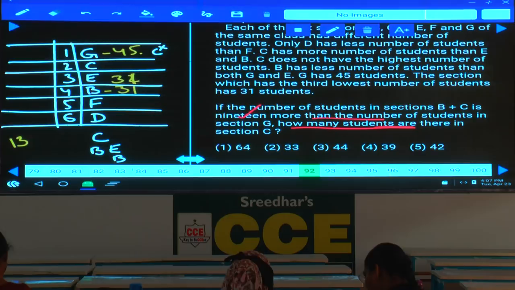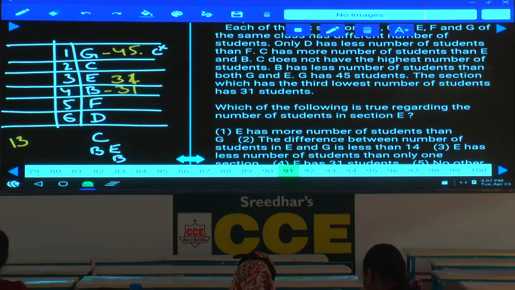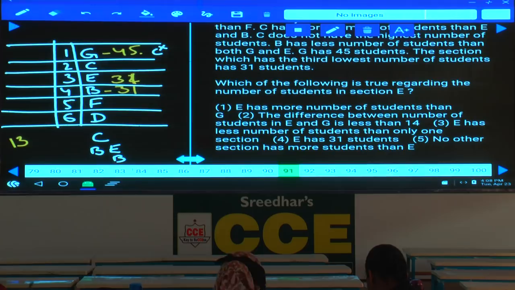Question 91: the difference between the number of students in E and G is lesser than 14. Is that definitely true? Not necessarily. Lesser than 14 means it cannot be 14, it should be below 14.